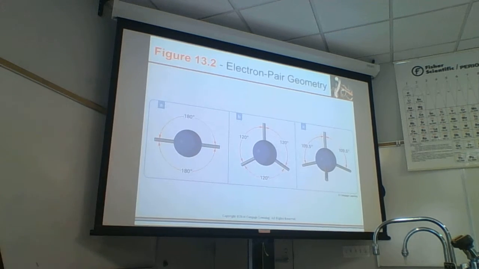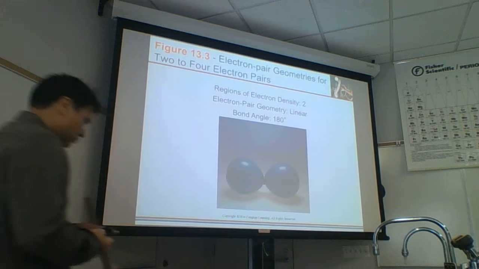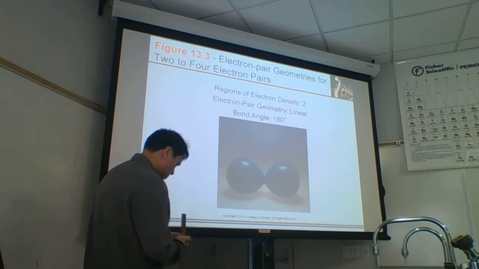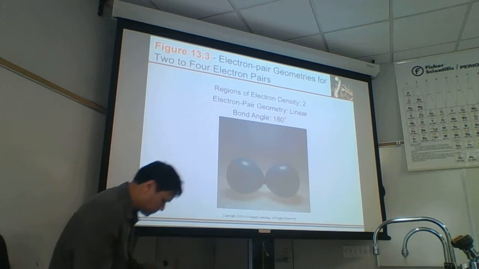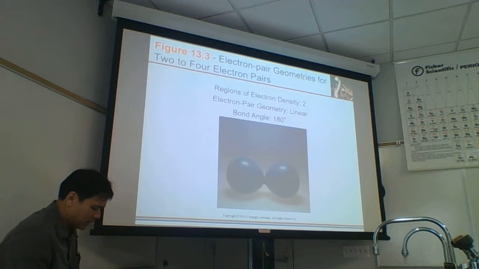What was the word called again? Trigonal planar, P-L-A-N-A-R, trigonal planar. You'll see that again here. So one way to visualize these groups of electrons is like balloons. These balloons want as much space as possible.